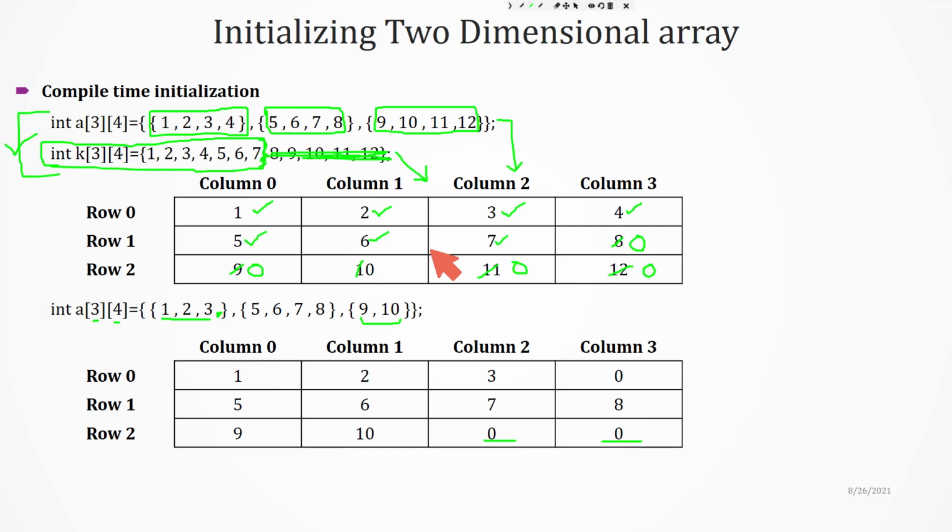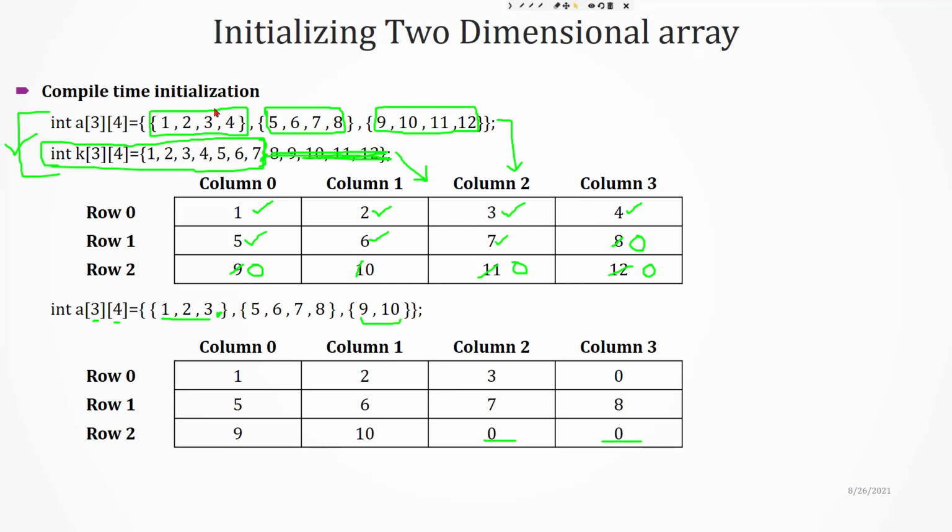Okay. So here there are no curly braces inside these braces, so the rows are not specified. The elements will be filled like this. The first row will be filled, then the second row, then the third row. Here I have only 7 elements, so the remaining 5 elements will be filled with 0. That's the meaning. Okay.